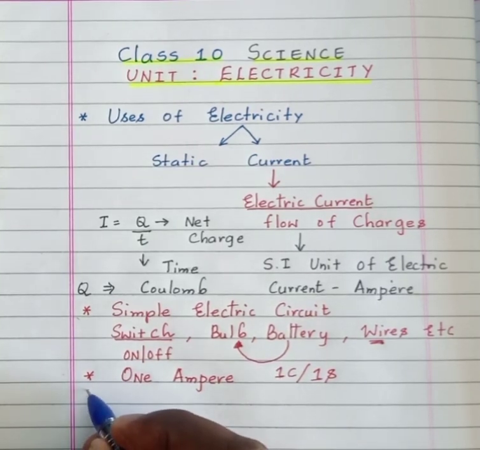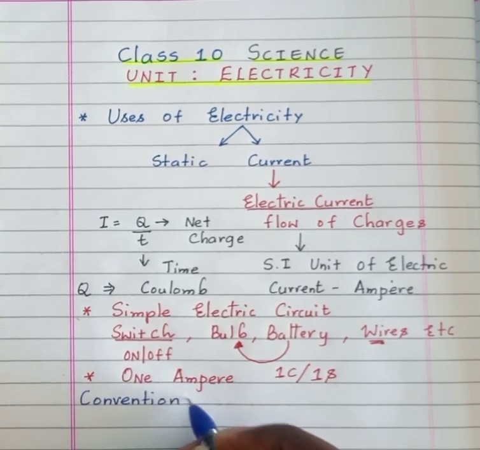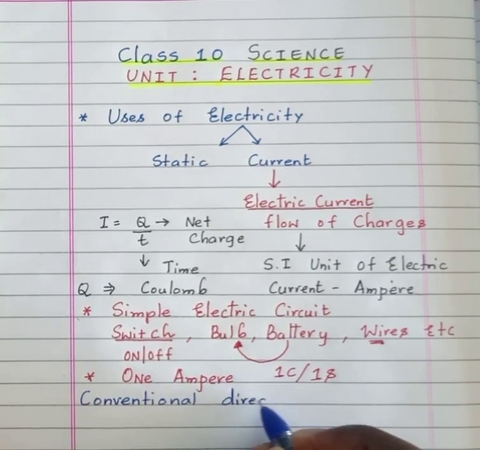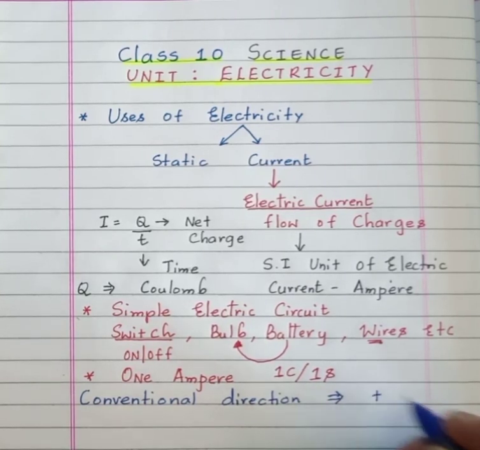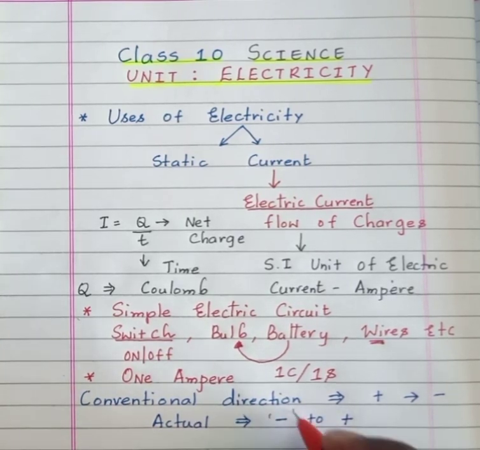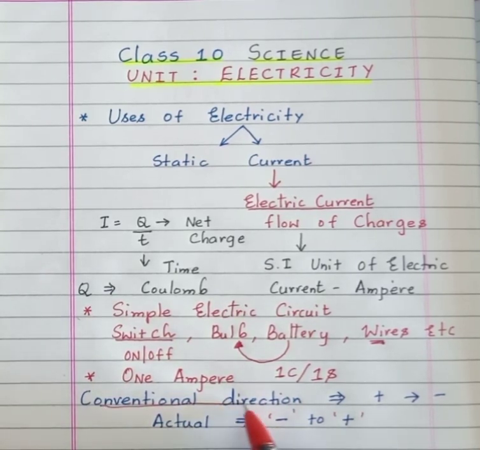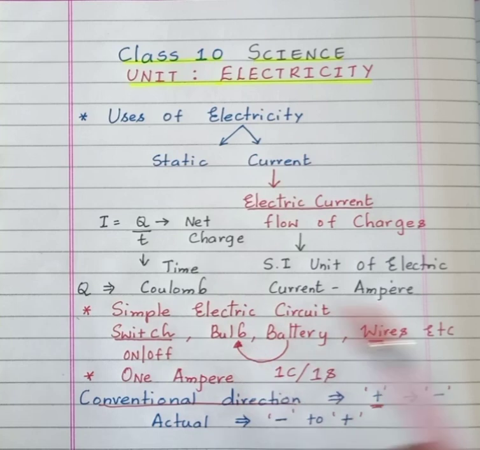Then we have studied about the conventional direction of electric current. What is the conventional direction of electric current? That we take as positive to negative, that is flow of positive charges. The conventional direction of electric current is what? Plus to minus, that is flow of positive charges, but actually it is negative to positive. Actual flow is flow of negative charges. The conventional direction we take as flow of positive charges.